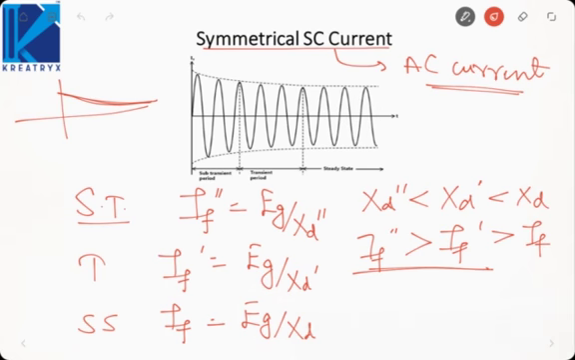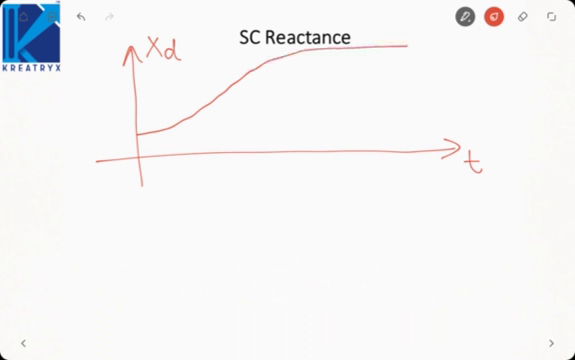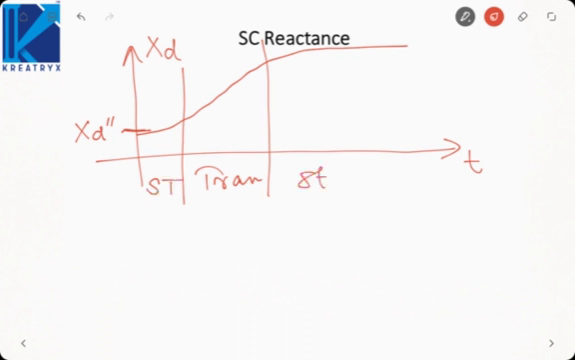Now if we plot the reactance variation with time, what we are seeing is as the time passes by, current reduces and reactance increases like this. So this value we can call as XD double dash. After some time, we will enter the transient region. This is your subtransient and this will be your steady state. So this is how the reactance will vary in the machine.